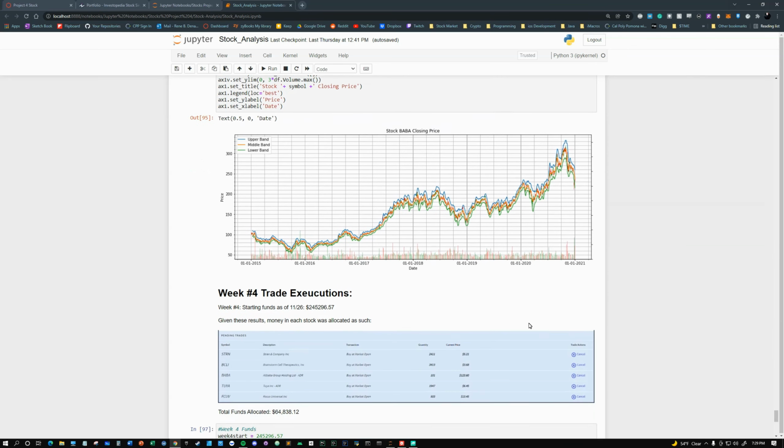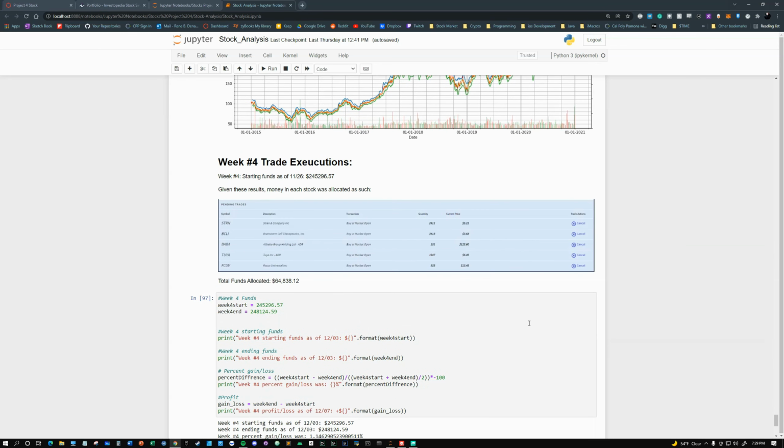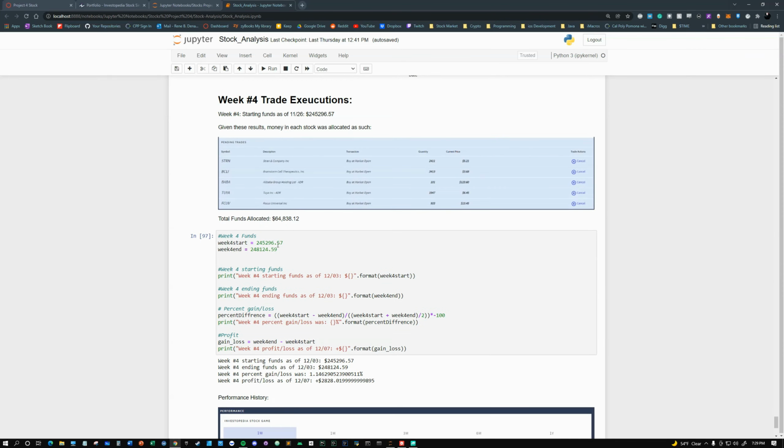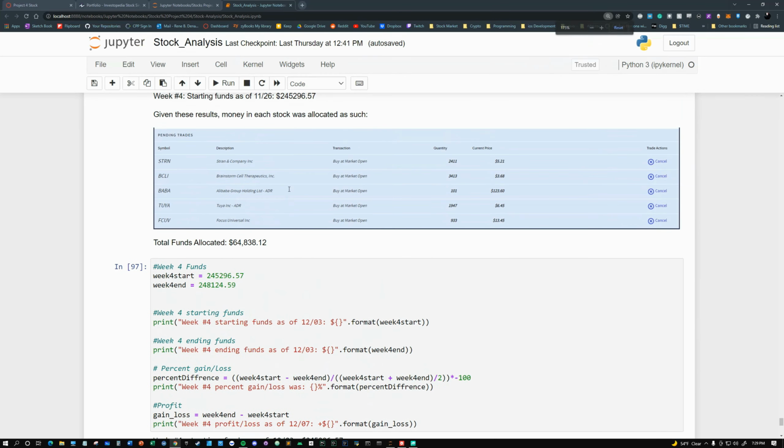So yeah, going into our trade executions, here we opted to purchase 5 stocks. Those being, let me zoom in really quick, Strand Company, Brainstorm Cell, Thermopedics, Alibaba, Taya, and Focus Universal. So again, we try to keep it as close as 25% to that initial 250,000. The funds that we allocate here is 64,838.